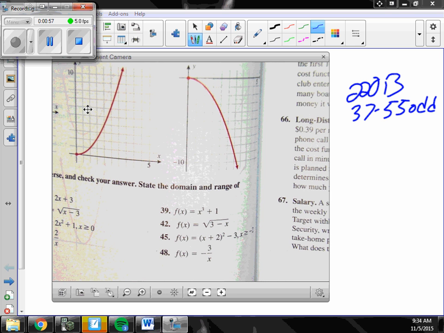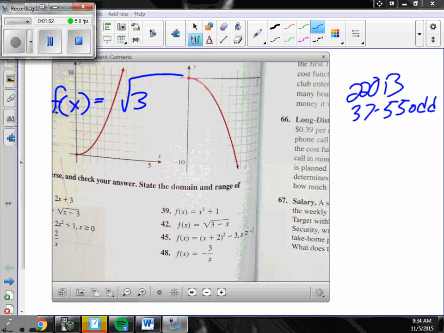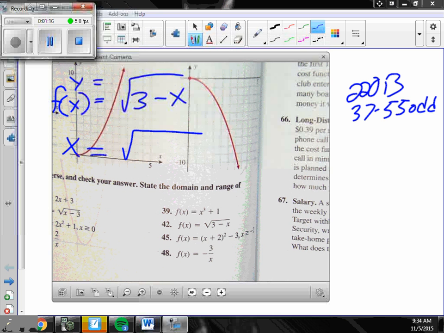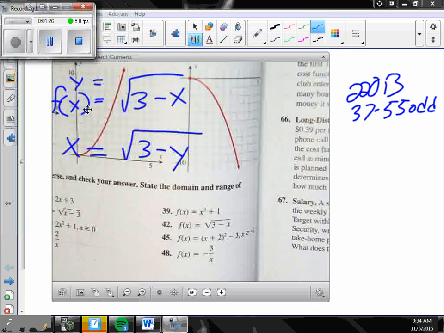So if f of x is equal to the square root of 3 minus x, how do I find its inverse? Switch, so this is y equals, switch the x's and y's. X equals the square root of 3 minus y. Now I need to solve for y. How do I solve? Square both sides. So this cancels that.